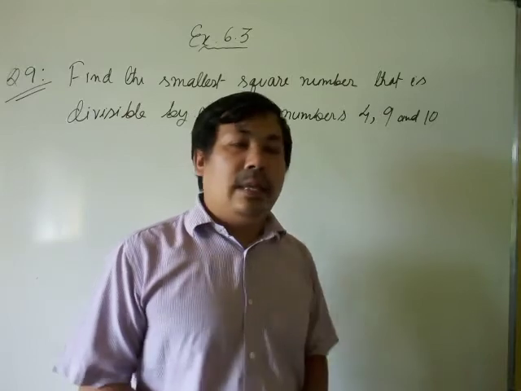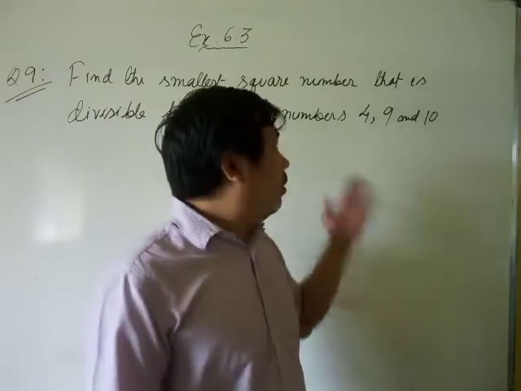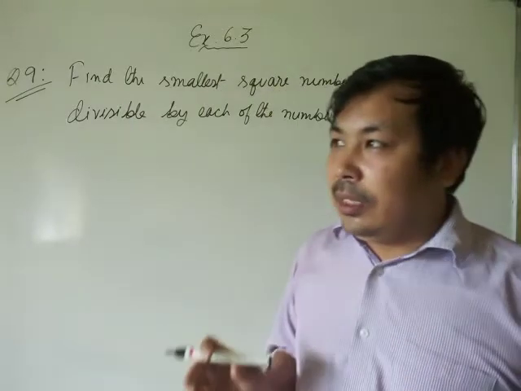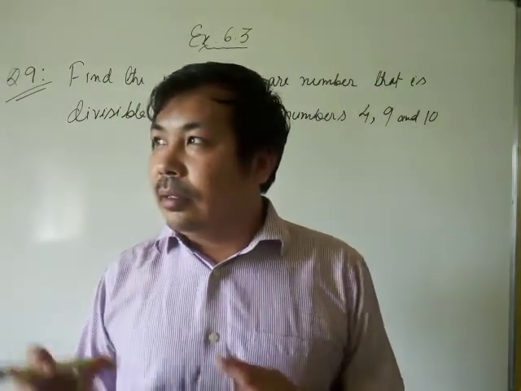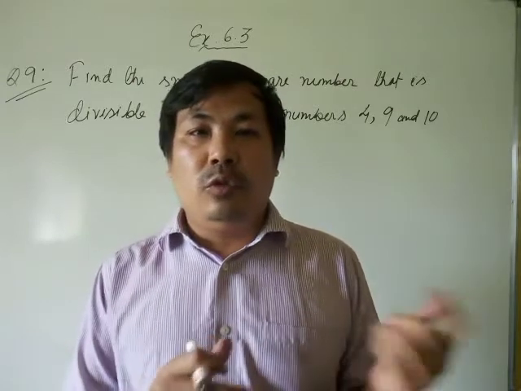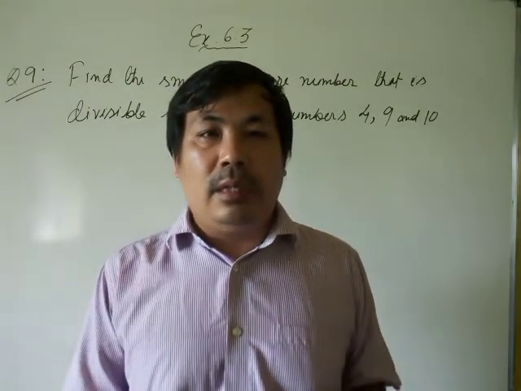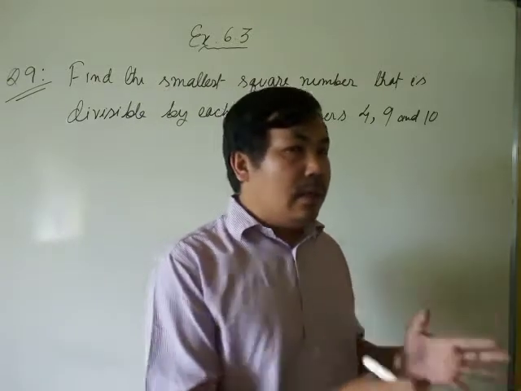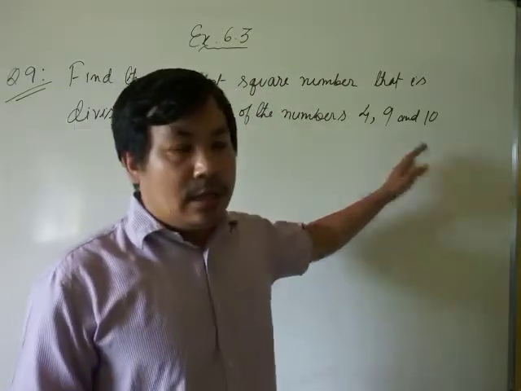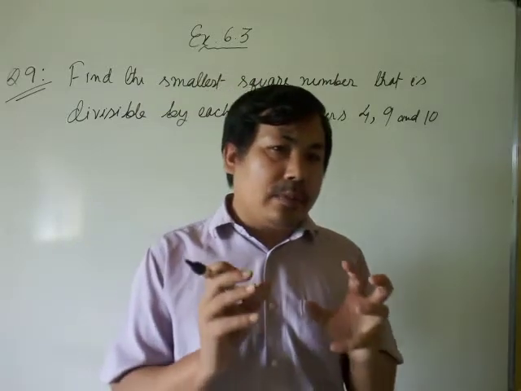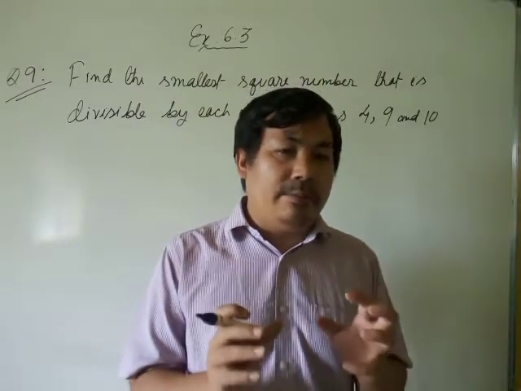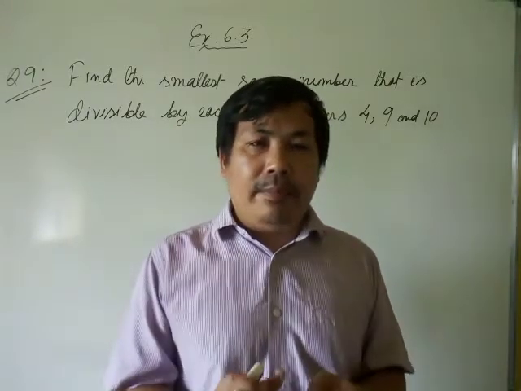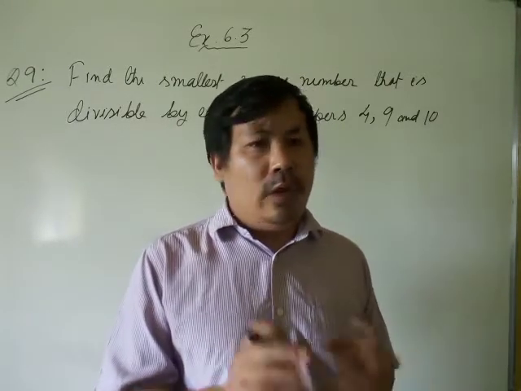That will be the number that can be divided by 4. So just remember that a number that can be divided by these 3 numbers is a common multiple of the numbers, isn't it? So the common multiple number is the only one that can be divided by these 3. That common multiple, that number which is common, that is the LCM. We have to take the LCM of these 3 numbers. Then we have to check whether that LCM is a perfect square or not.